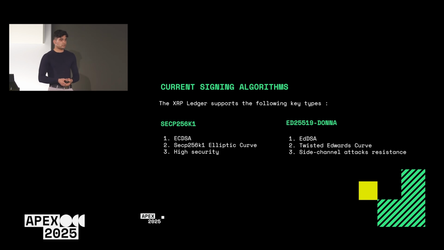Let's talk about XRPL's current signing algorithms, which it uses to perform cryptographic operations like key generation, message signing, and signature verification. XRPL currently has two key types, SECP256K1 and ED25519, both rooted in elliptic curve cryptography.